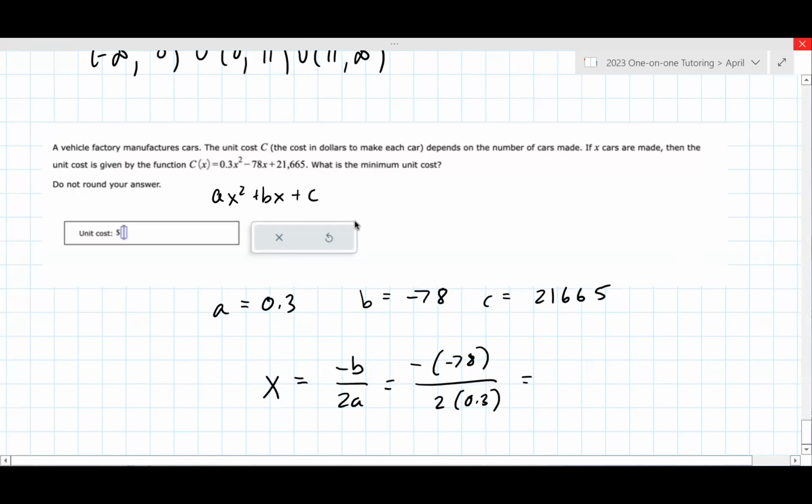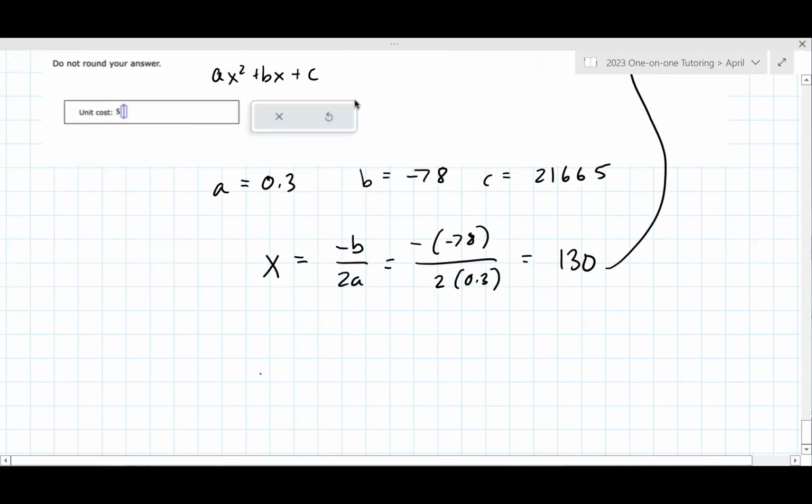Yeah. Just use 78. And that's 130. You got it. So if this were asking how many cars were made, that's the number of cars that are made. But to get the cost, you have to put this back into the function, so you're finding C of 130.